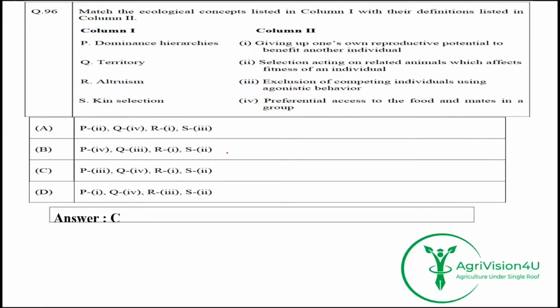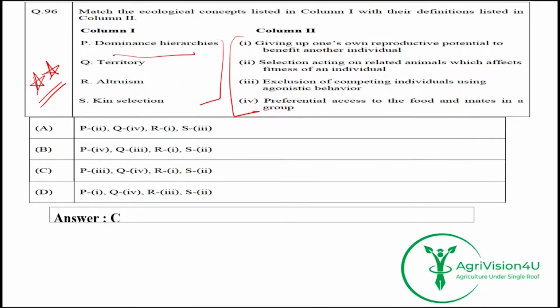Coming to question number 96, in which we have ecological concepts, and these are the definitions. So in this, this question is good. Like this question is good. This is not a direct question. It is not a direct NCERT question. It is a good question, a level up question.